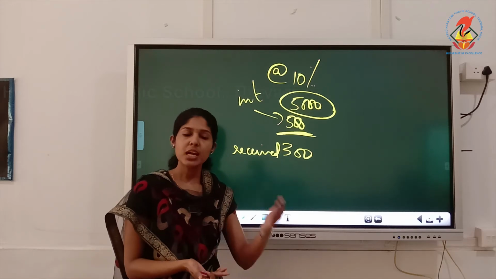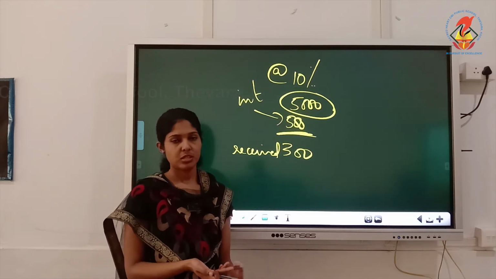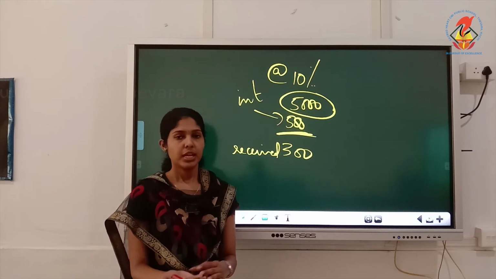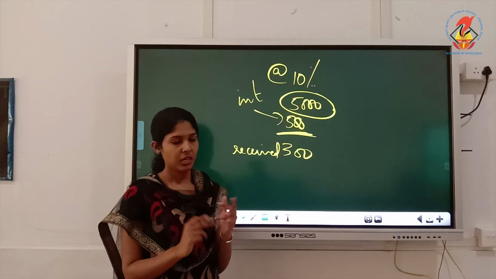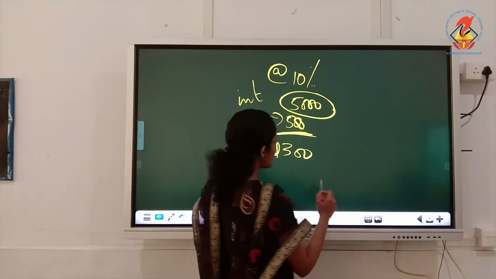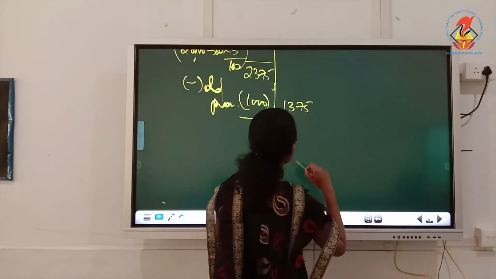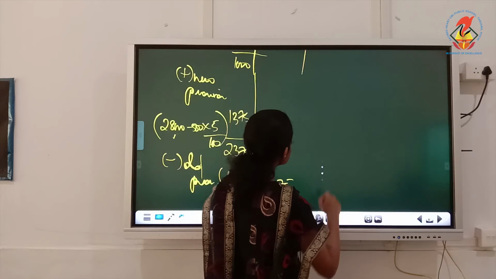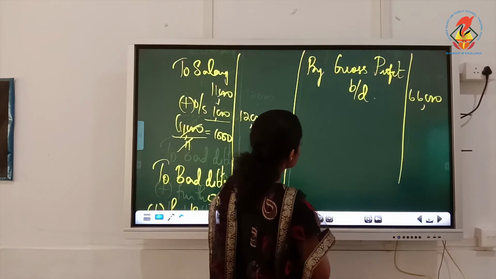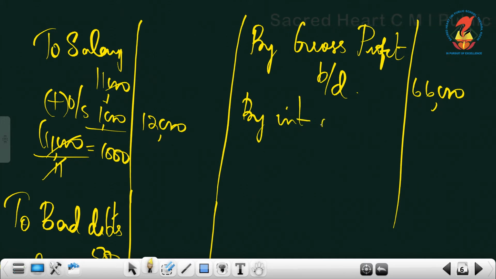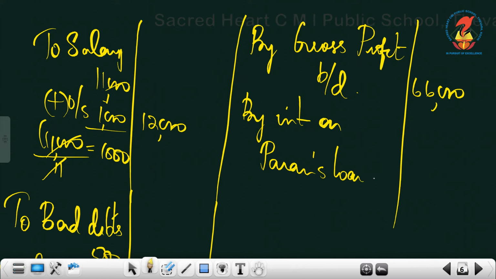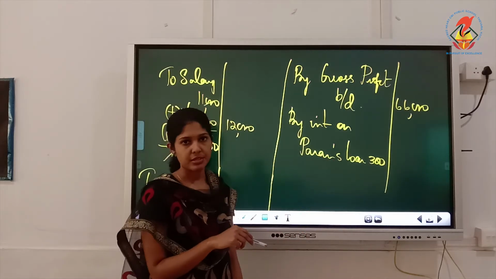Out of that, 300 was already received. So what is the meaning of the balance 200? It is still receivable, or it is termed as accrued interest. So what we are supposed to do now is, inside your P&L account, on the credit side, all these are income for you. On the credit side, you must write by interest on Param's loan. What we received, we will write first. The 300 we received is an income, so we credited it.